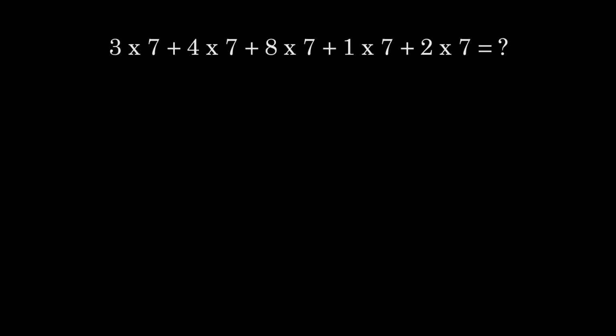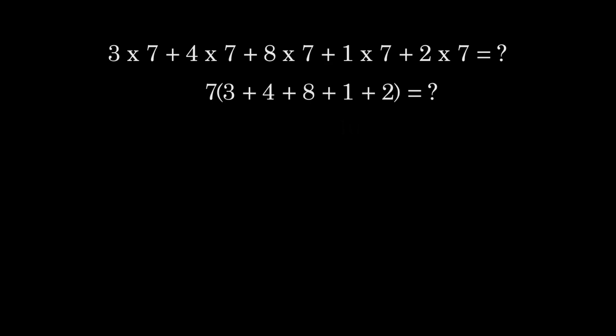You just do the reverse of distribution, which is factorization. You factor it out. Our equation can be rewritten as follows: 7(3 + 4 + 8 + 1 + 2). And now we can use the fact that we already mentioned. When doing distribution, you can do either the addition or the multiplication first. It doesn't matter which. So that means we can simply add the numbers in the parentheses together, and this can even be done in your head.